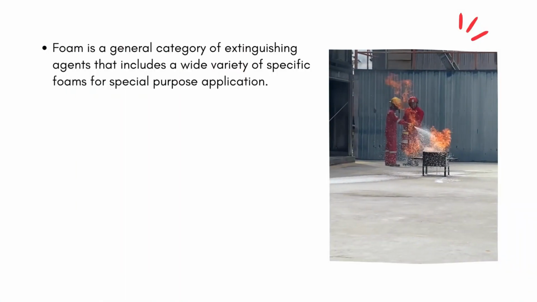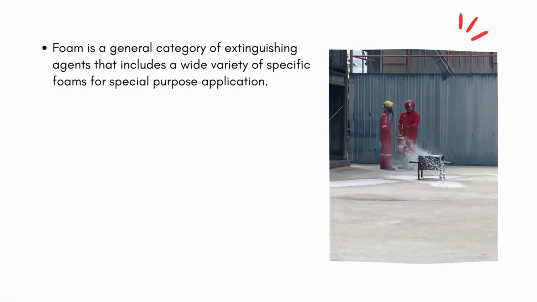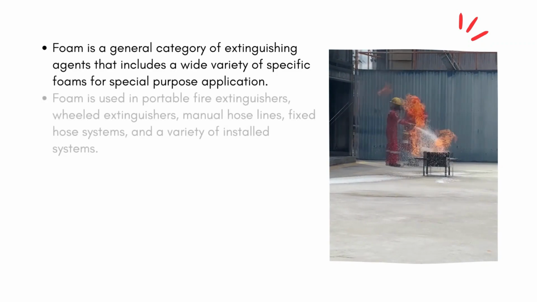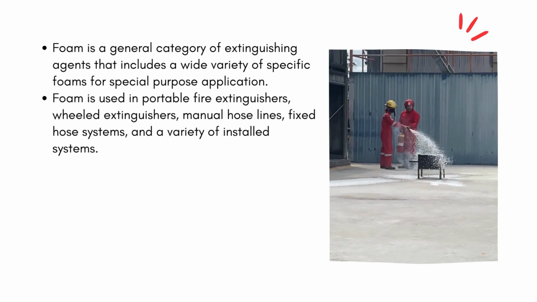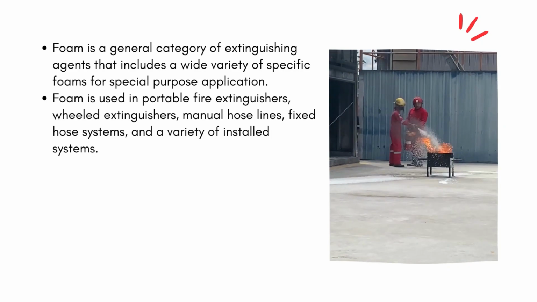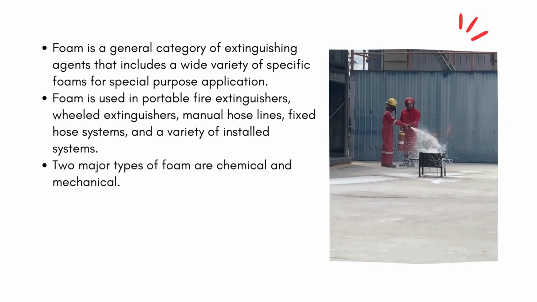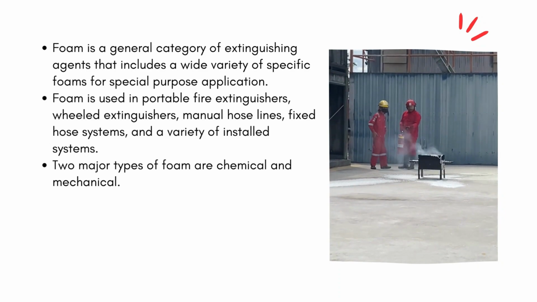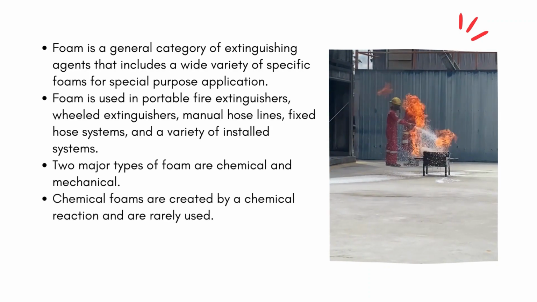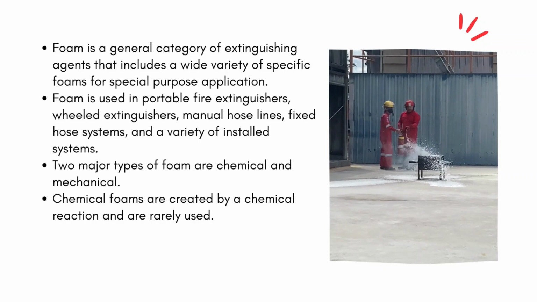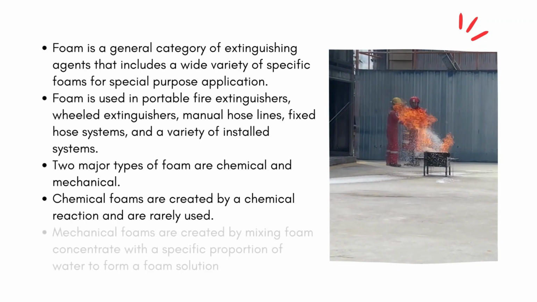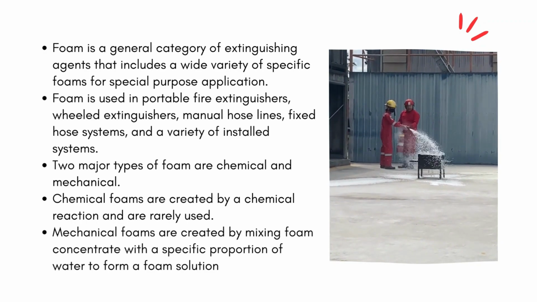Foam. Foam is a general category of extinguishing agents that includes a wide variety of specific foams for special purpose application. Foam is used in portable fire extinguishers, wheeled extinguishers, manual hose lines, fixed hose systems, and a variety of installed systems. Two major types of foam are chemical and mechanical. Chemical foams are created by a chemical reaction and are rarely used. Mechanical foams are created by mixing foam concentrate with a specific proportion of water to form a foam solution.